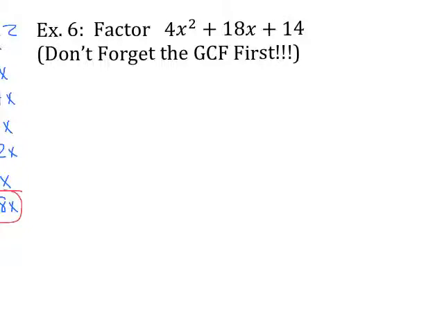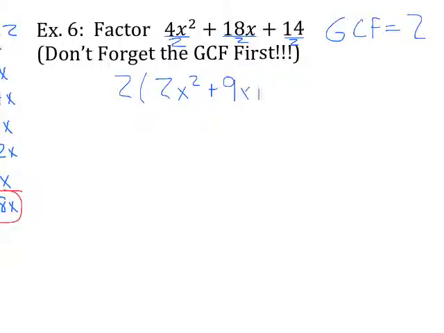Okay, so it looks like my GCF here, I can divide out a 2. If I take a 2 out of each of these pieces, and don't forget to write the 2 out in front of the parentheses, I'm left with 2x squared plus 9x plus 7. So now I'm ready to do the AC method. My AC here is 2x squared times 7, that would be 14x squared. And then I'm looking for numbers that multiply to this 14 that would add to 9 in the middle.